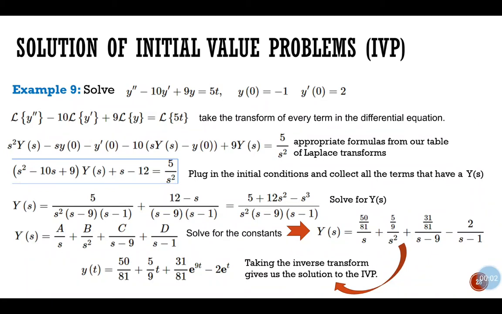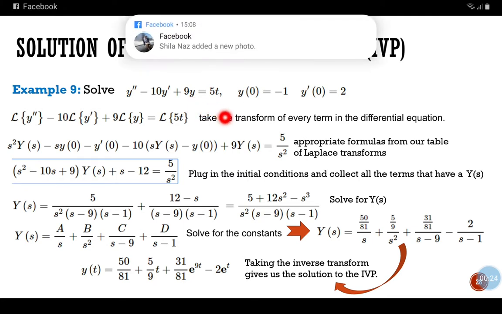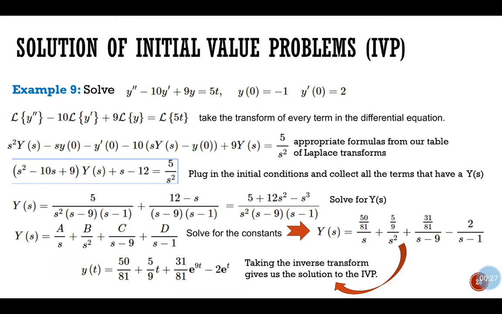Okay, so now we come to the next example in this second part of the video for today's asynchronous lecture. Example 9. The question here is y double prime minus 10y prime plus 9y equals 5t, and the initial conditions given are y(0) equals minus 1 and y prime (0) equals 2. So basically, to solve this, we're going to follow the same steps that we have discussed previously in the last video.